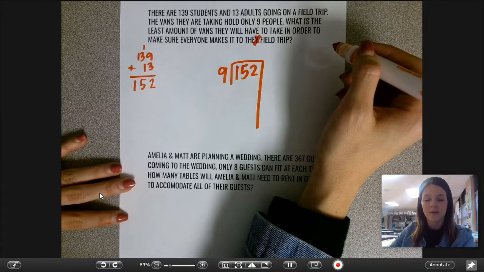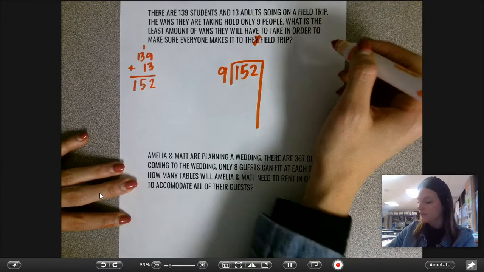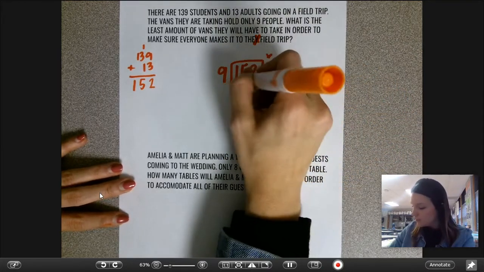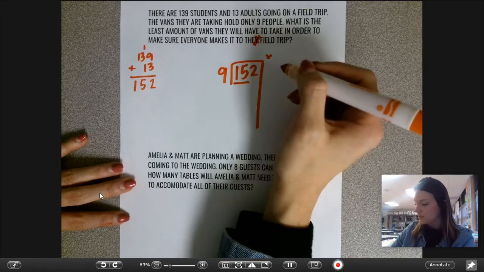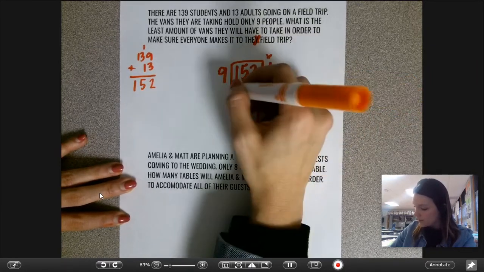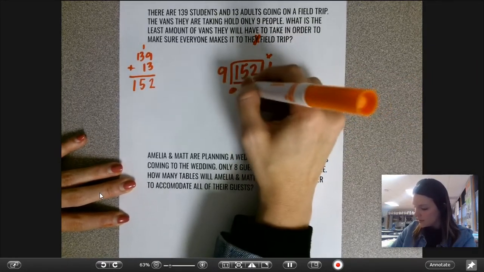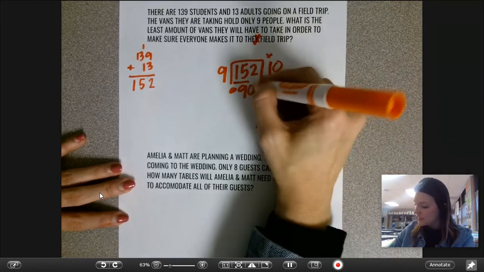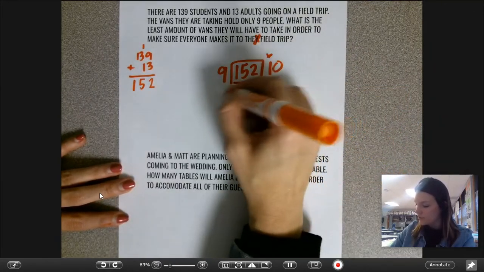I'm going to multiply to see how many times 9 can fit into 152. I know that 9 times nothing gets me 1. So then I need to push it to 15. And I think 9 times what gets me close to 15? Well, 9 times 1 is 9. But I need 9 times 10, which is 90, because it's really close to 152. So I'm going to subtract those.